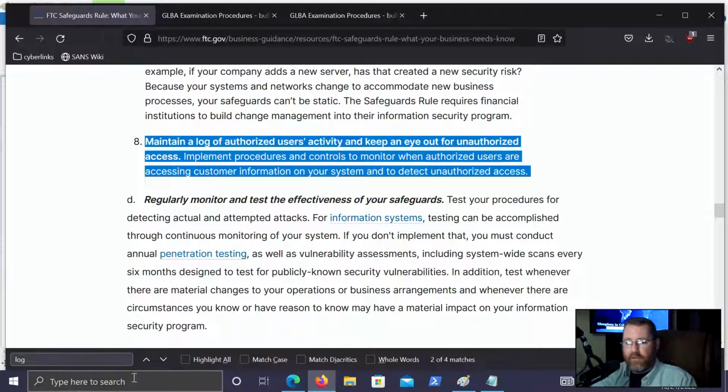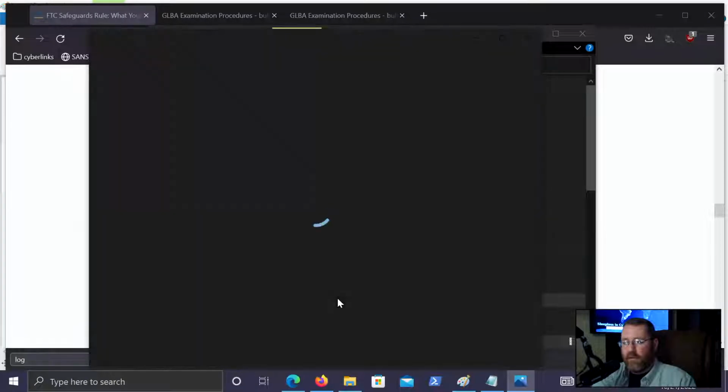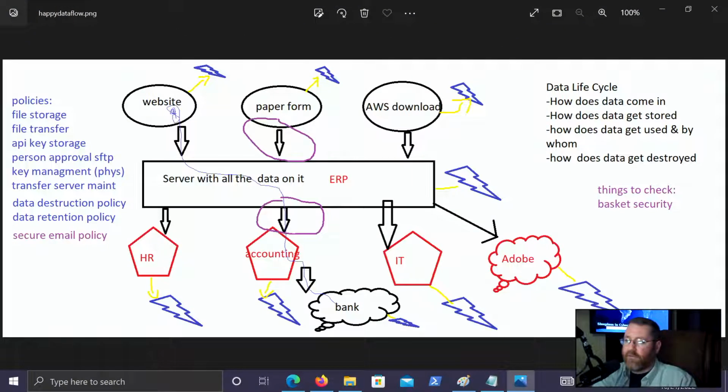Do I have it? Maybe I actually do have the data flow diagram still in this. Happy data flow. I actually caught a lot of flak about my happy little boxes. This still bothers me, actually, that people didn't like my happy little boxes.